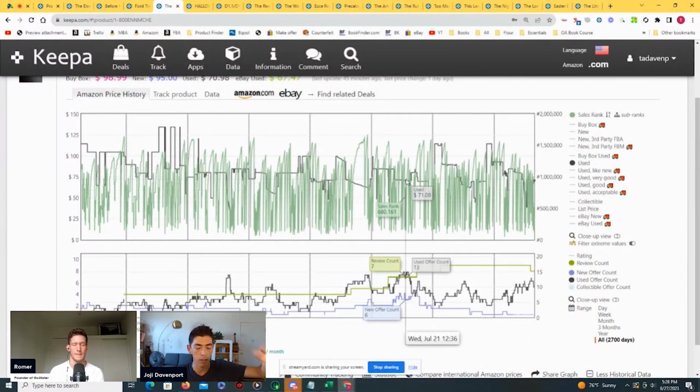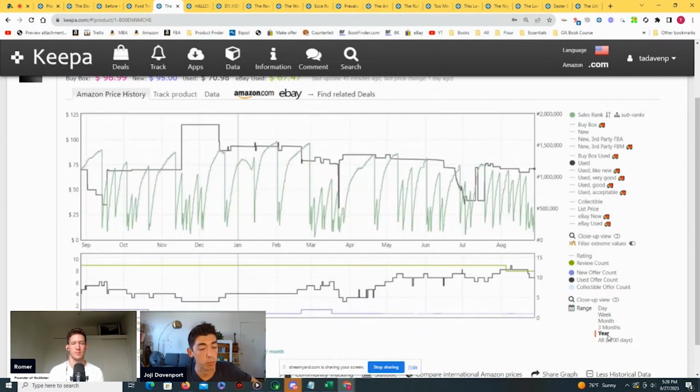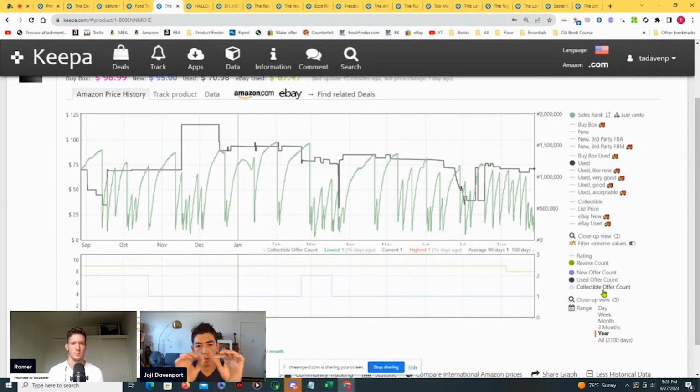So that's the second tip there. And then the third tip for you, and this is one that I utilize pretty much all the time in my online book arbitrage business, and that's zooming in on the Keepa graph to see specific periods of time.